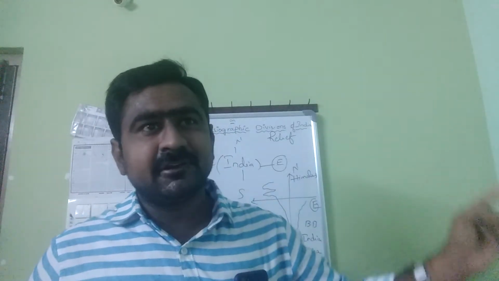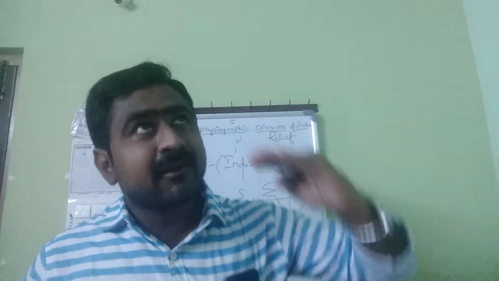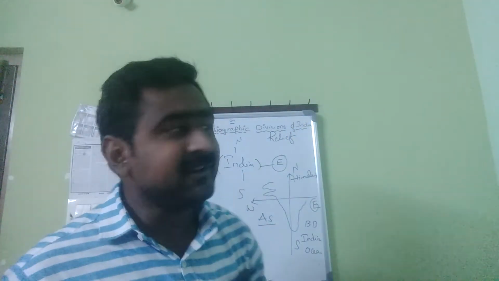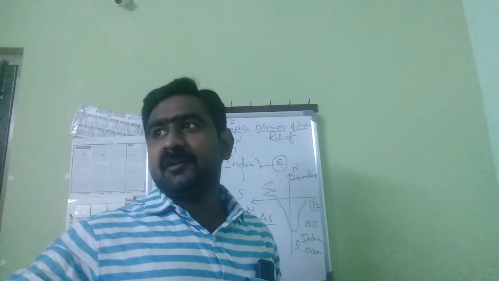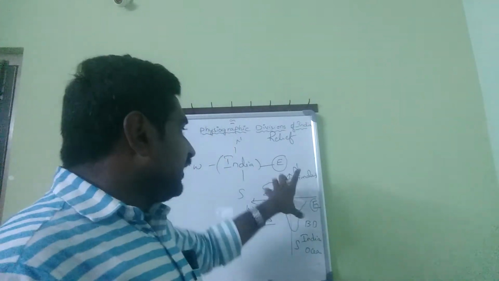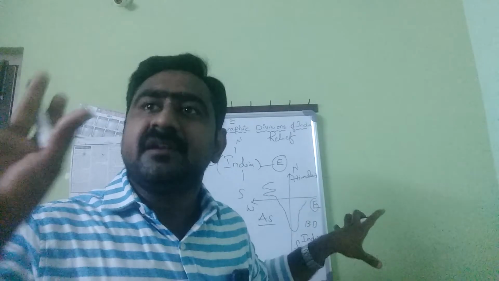On coming to the western side we will be having Arabian Sea. On coming to the northern direction we will be having Himalayan Mountains. On coming to the southern direction we will be having Indian Ocean. Is it clear to everyone? So this is about the first and important topic, that is about the boundaries of India.